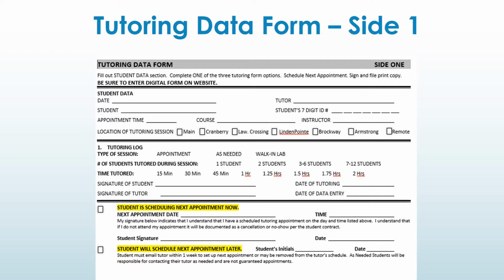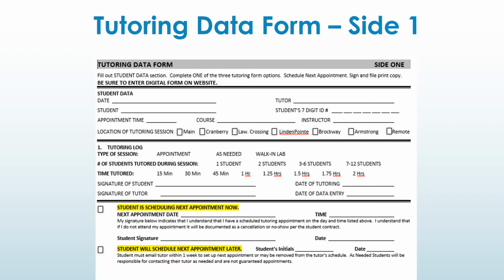The bottom part of the front of the page is talking about scheduling the next appointment. There are two primary options. The students can schedule the appointment now, which is typically what will take place at the end of the tutoring session. Perfect time to sit down and discuss the next appointment time. It should ideally be the same day, same time. And if the student agrees to that, they should sign and date it, and that confirms that they will be at the next tutoring session.